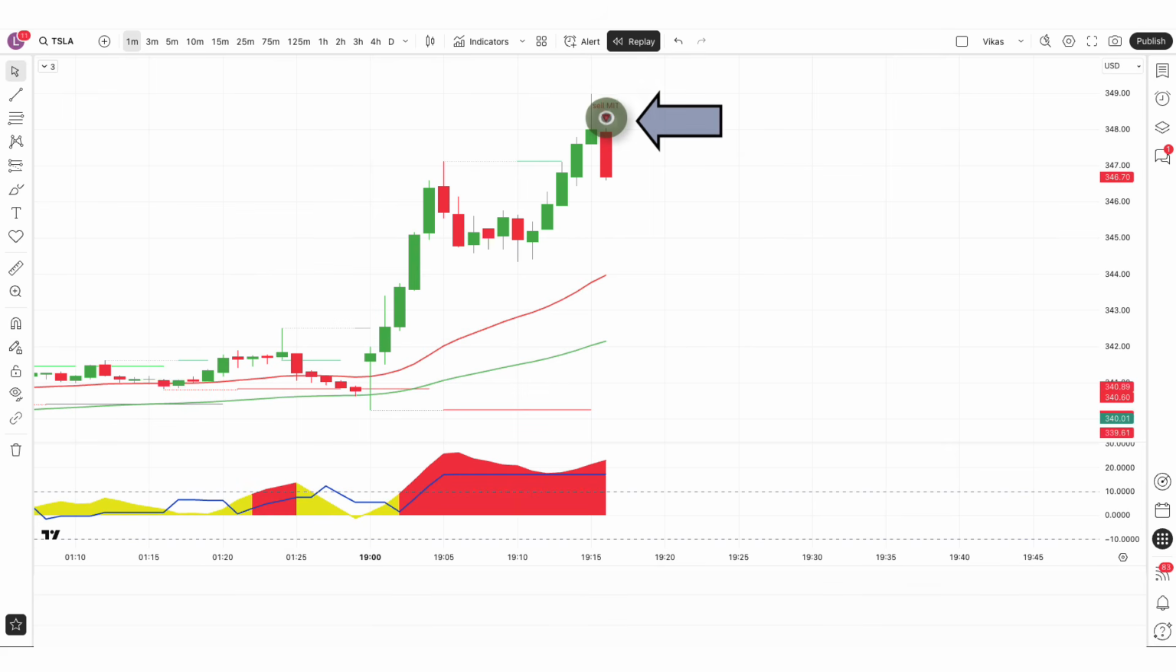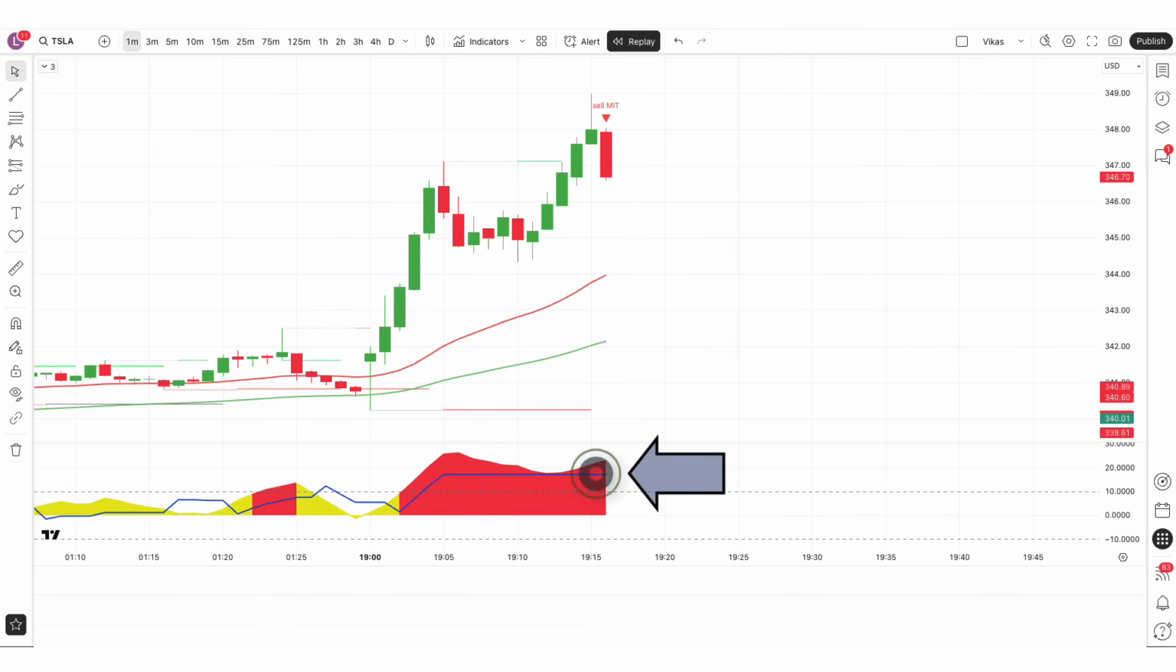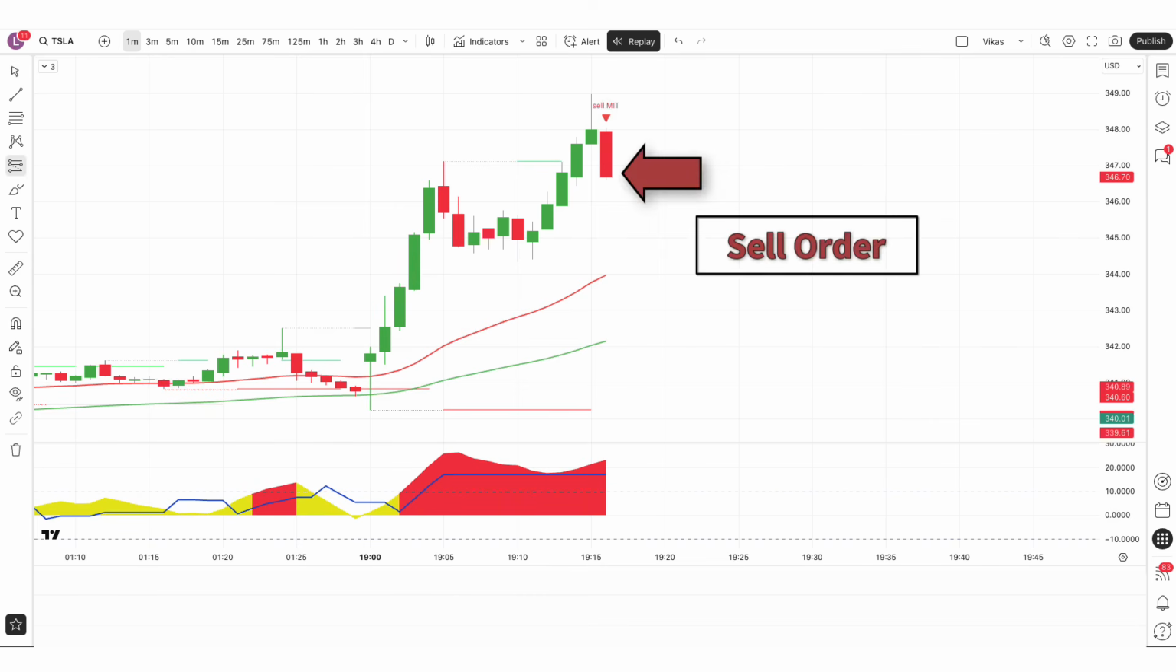Here the AI engulfing indicator gives us a sell signal. Here the scalping pullback indicator shows the red line above the green line. The blue line of the NQQE indicator is in the red area. The market forms a bearish candle. If this condition is fulfilled, then we will place a sell order.